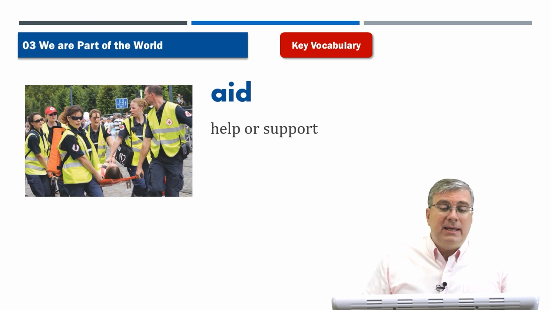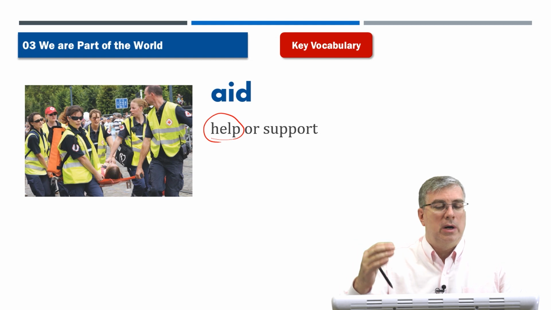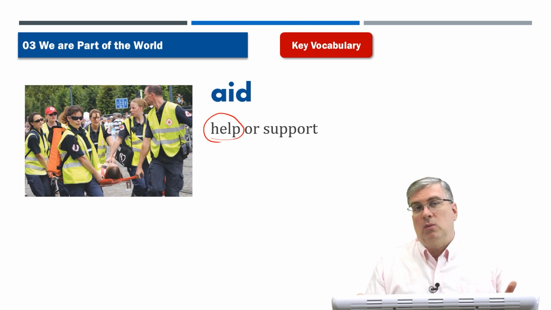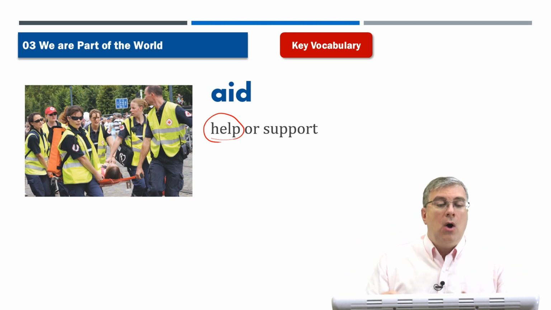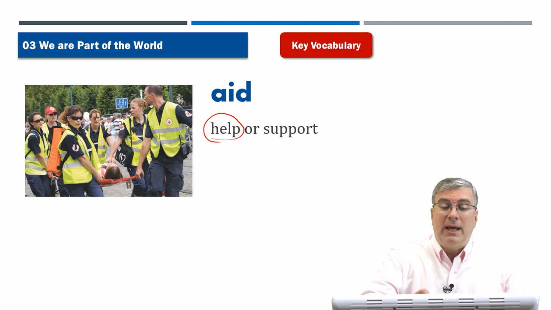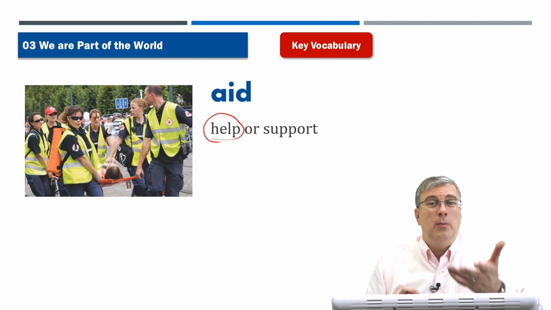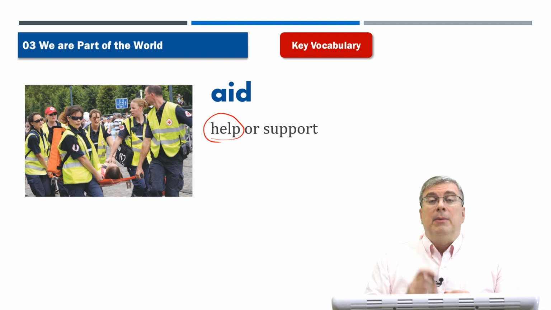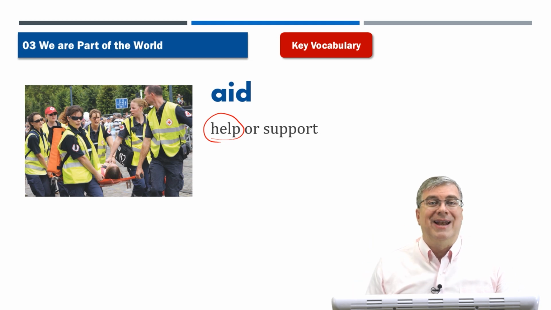Aid. Aid simply means help. It's a more formal word. It's a fancier word than help. Help is a very common word, but aid is a little bit more of a formal word. Aid just means help or support. So aid can be a noun. It can also be a verb. Aid as a noun is the things that you give to somebody to help them, especially in a disaster. But you can also aid somebody. That's a verb. That means to help them. So of course help can be a noun or a verb as well. But aid is just more formal than help.